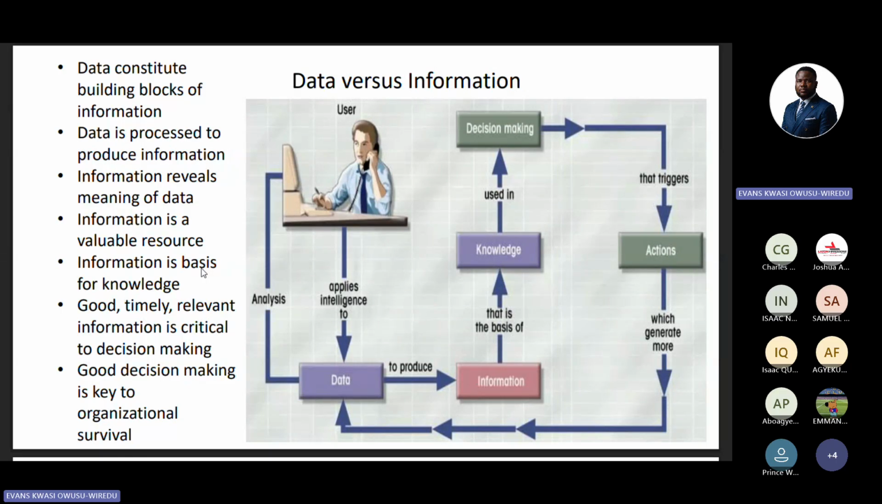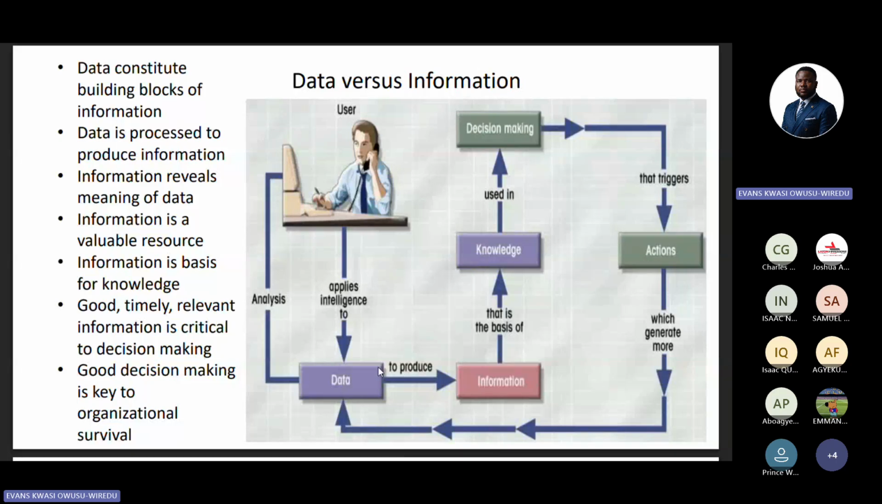Powerful. So data is processed to produce information, right? As we've rightly said, information reveals the meaning of data to you. So based on this explanation, these words will begin to make sense to you. Information is a valuable resource. Is it true that information reveals the meaning of data?